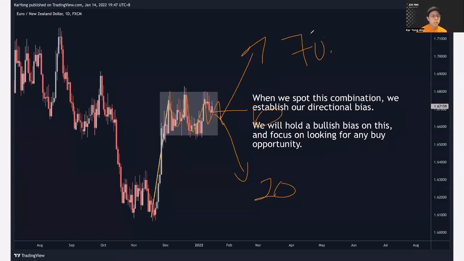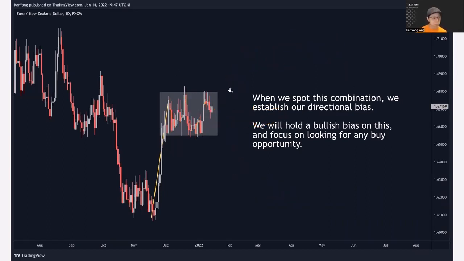So the idea is we want to focus on the high probability, which is up, right? So our directional bias will be bullish, we'll be more interested in the buy trade. How to get involved in it, that's where your strategy kicks in. Okay, so that's where the pattern comes in. That's where the study and the understanding of impulse correction put together comes in.